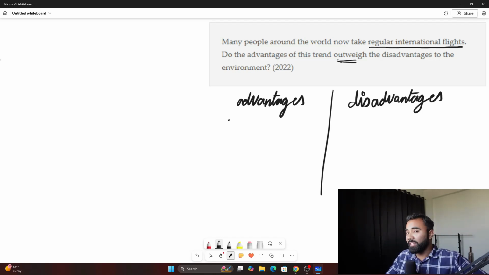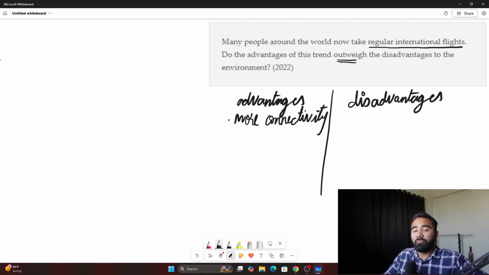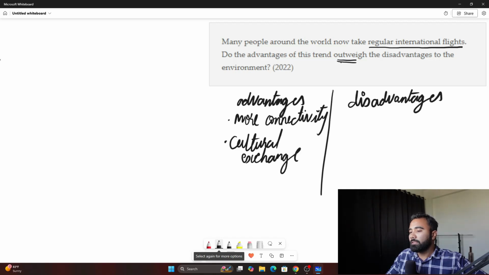So advantages of having regular international flights: obviously number one is more connectivity. Then there could be more cultural exchange. Are we able to think of one more, because we'll need at least three on either side to make it outweigh the other one. More connectivity, cultural exchange, I can say revenue. Since there will be more people coming into your country, it will generate more revenue, so you can link it with more connectivity as well.